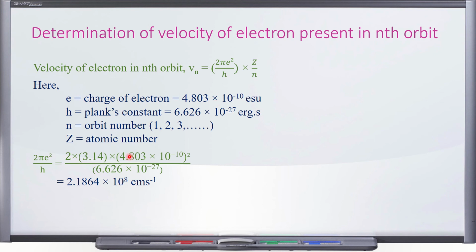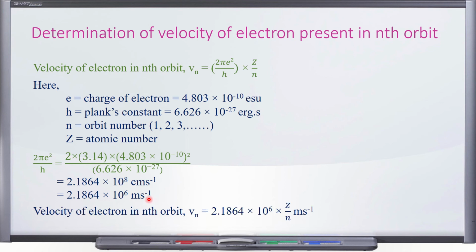By putting the value, we get this is 2.1864 into 10 to the power 8 centimeter per second. Now look, you can convert it into meter. So it will come 2.1864 into 10 to the power 6 meter per second. So the velocity of electron in nth orbit equal 2.1864 into 10 to the power 6 into z by n meter second inverse.